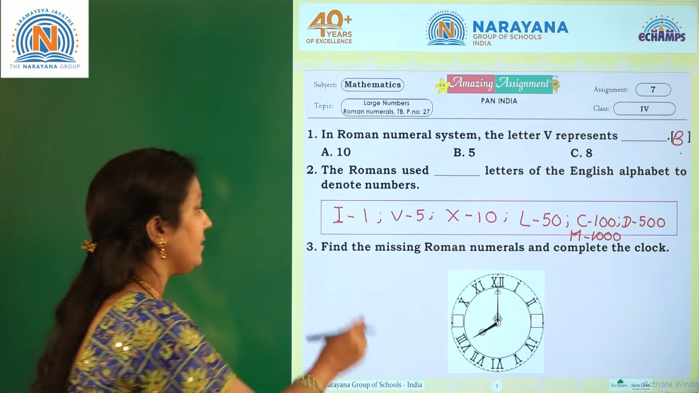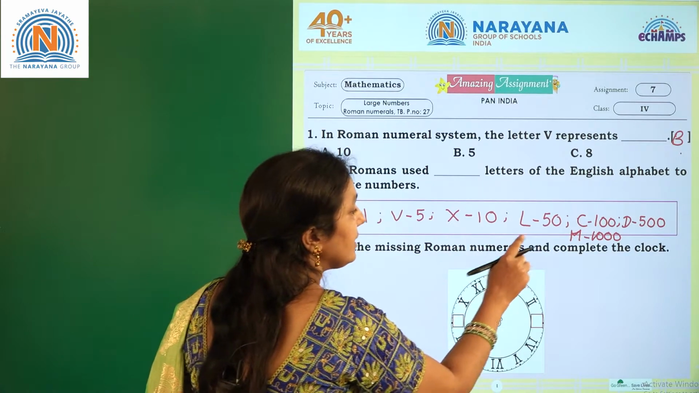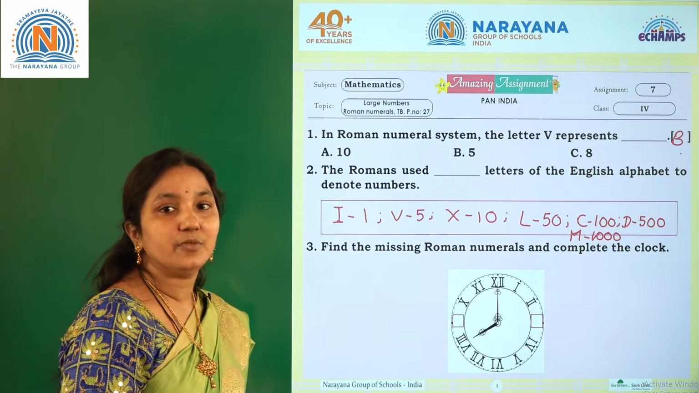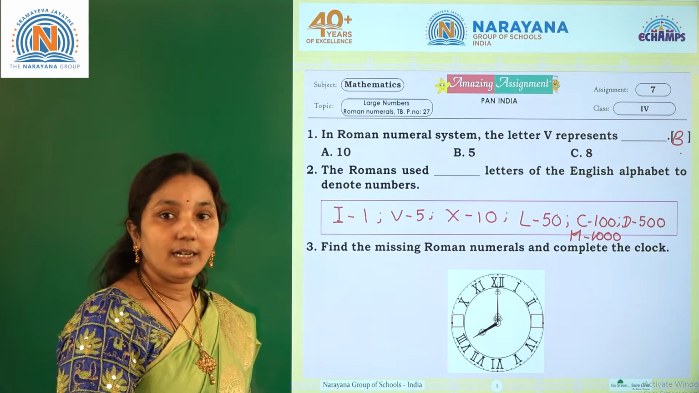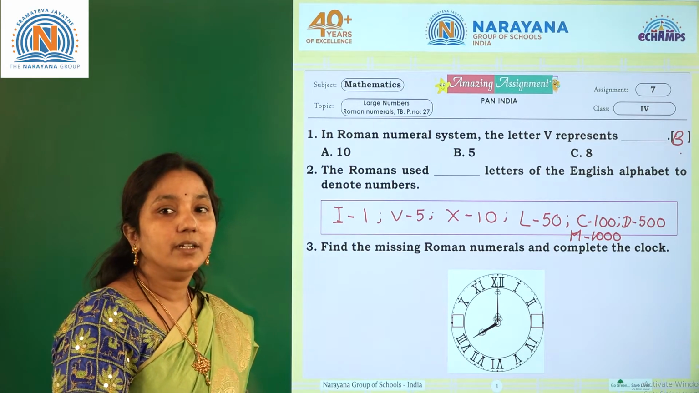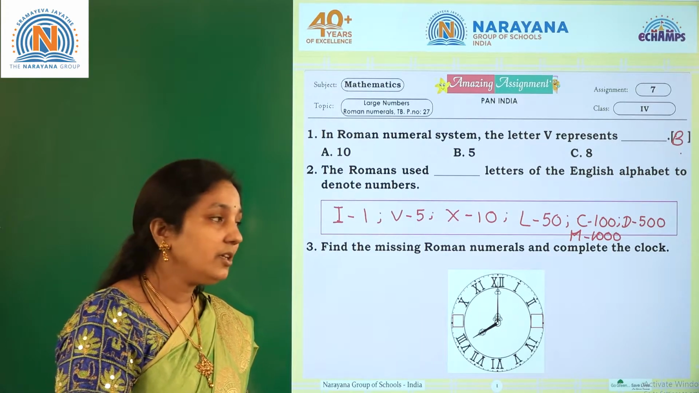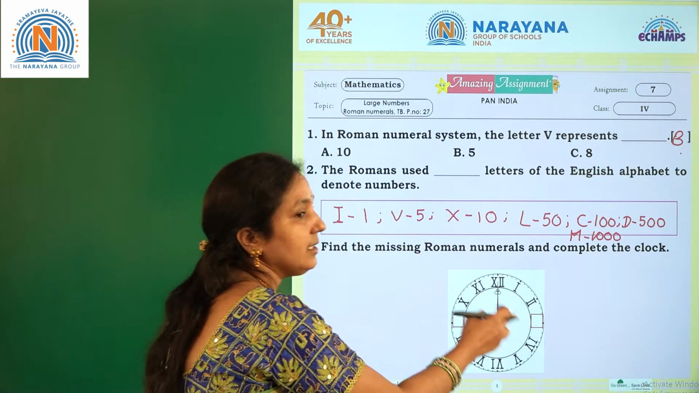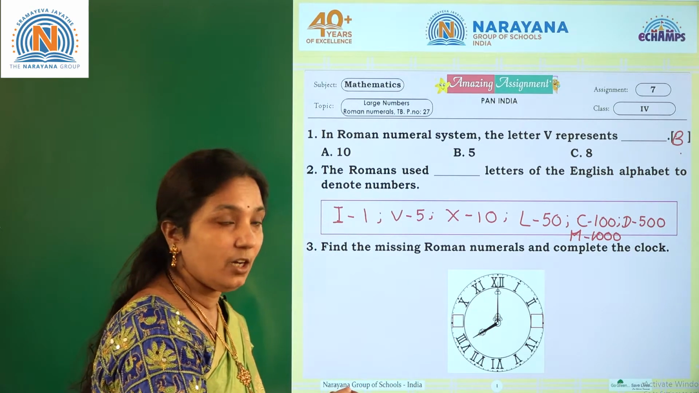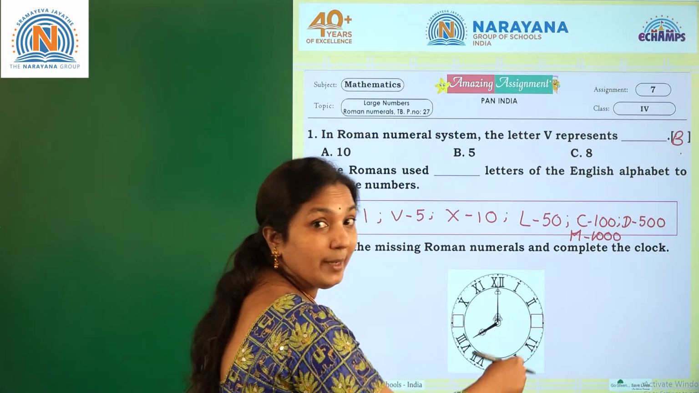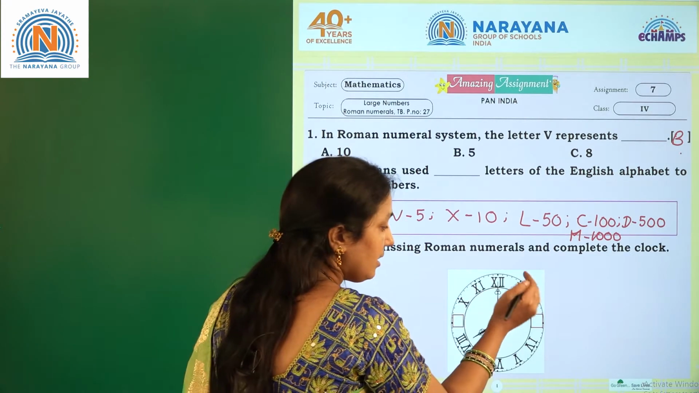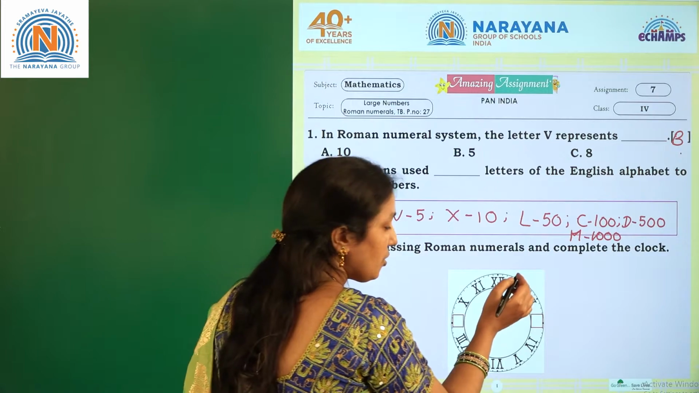And coming to next one, find the missing Roman numerals and complete the clock. So already you observed so many clocks we can observe from our surroundings. So from that some are in our numerals and some are in Roman numerals. Okay. So here how many numbers will be in a clock? What is the given clock? The clock is given analog clock. Okay. So how many digits will be in there? 12 numbers are there. So here the numbers are represented in Roman numerals.